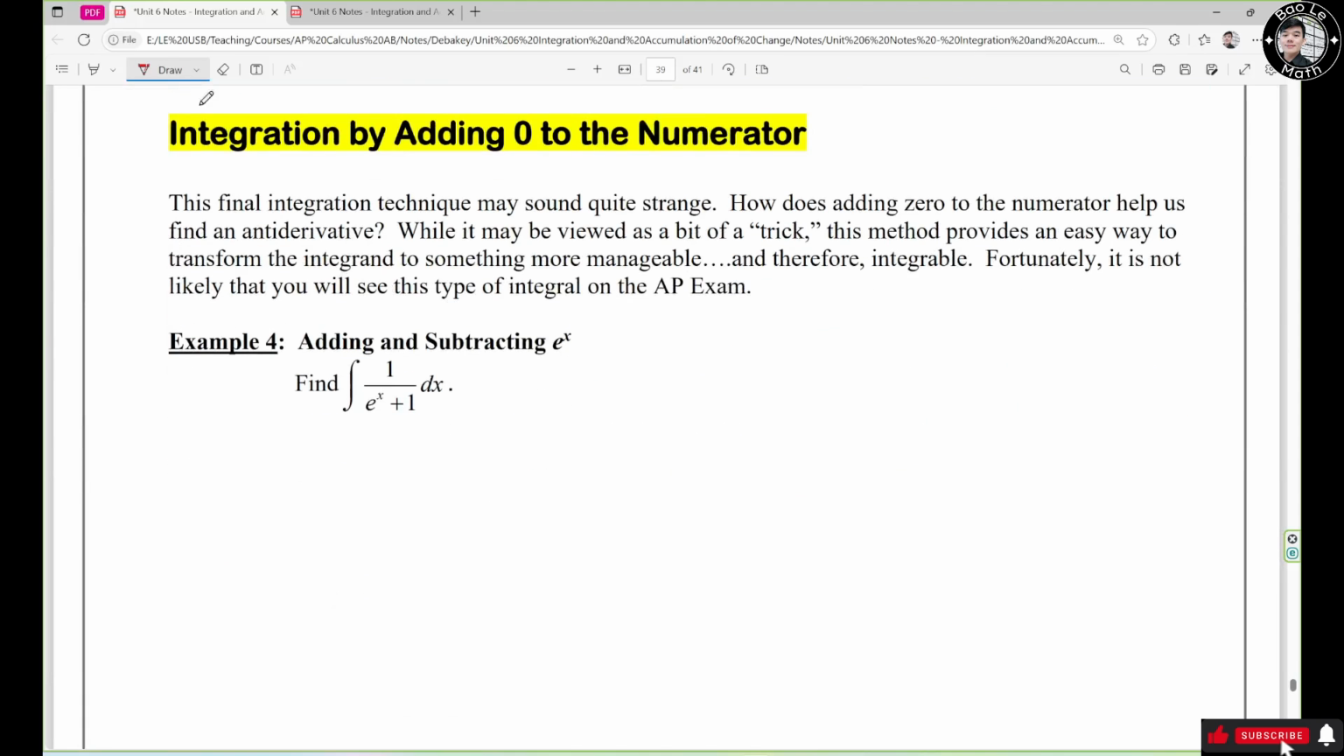Now let's move on to the next one, integration by adding 0 to the numerator. Now example number 4, adding and subtracting e to the s. When you add e to the s and you subtract e to the s, that means you add 0. So this turns out to be the antiderivative of 1 plus e to the s minus e to the s over e to the s plus 1 ds. Now I need to separate this, so it could be the antiderivative of the top right here, e to the s plus 1.